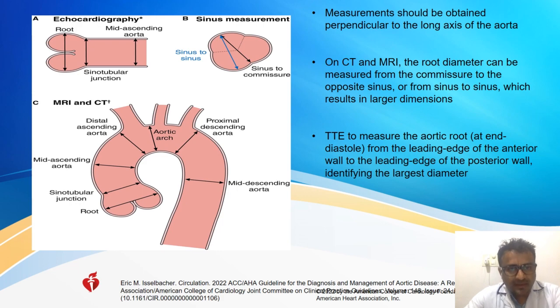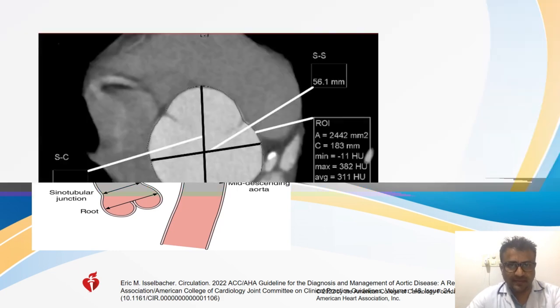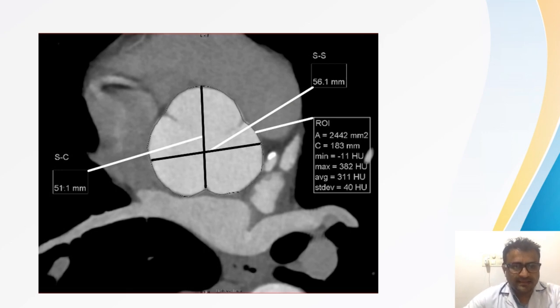When doing transthoracic echography, the measurement of the aortic root from the leading edge of the anterior wall to the leading edge of the posterior wall should be taken to obtain the largest diameter. Here you can see the sinuses to commissure or the sinuses to sinuses diameter has been taken. We can see that when sinuses to sinuses is taken, the dilatation is 51 mm. When sinuses to commissure diameter is taken, it always gives the largest diameter available.